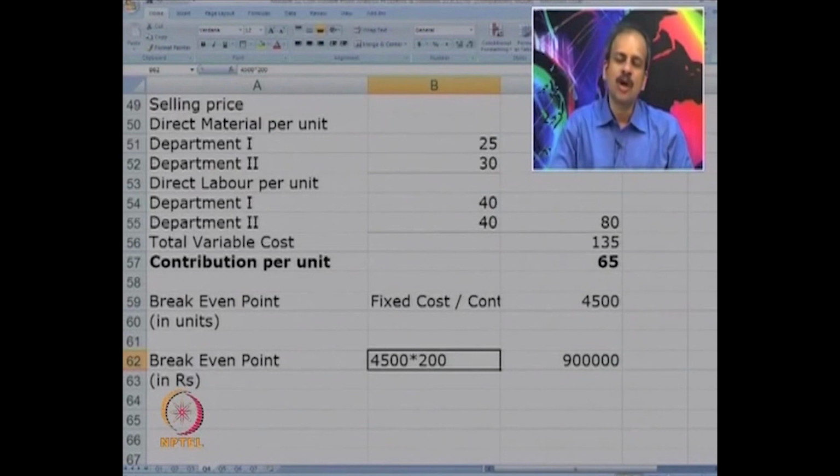Okay. So we'll stop here. We'll see some more cases. In the current session, we have discussed CVP analysis, PV ratio, break-even point, margin of safety, and we have also seen some cases. In the next session, we'll continue with some more cases on these aspects. Thank you so much.